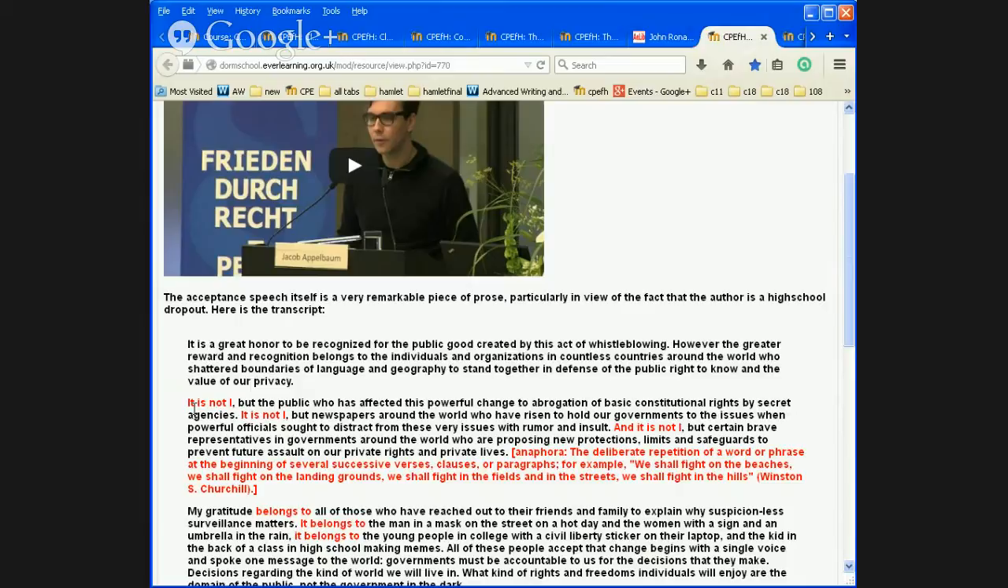A magical number, however, here is 3. And we'll find that the number 3 is the perfect number of items to put into a series for maximum effect. Notice that he does that right in here. Proposing new protections, limits, and safeguards. 3 is the right number. 4 is too many. If he stopped at 2, it wouldn't be quite enough. So even if limits and safeguards are really almost synonymous, it's worth saying both of them just to make sure that there are 3 items there. Okay. So anaphora, you'll never forget that one, right?